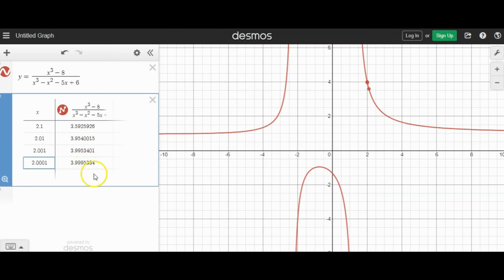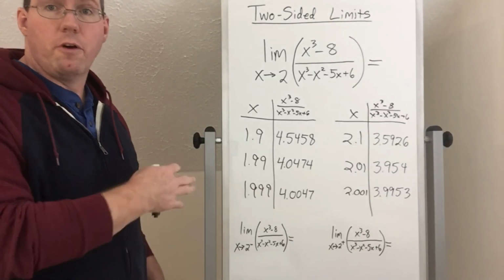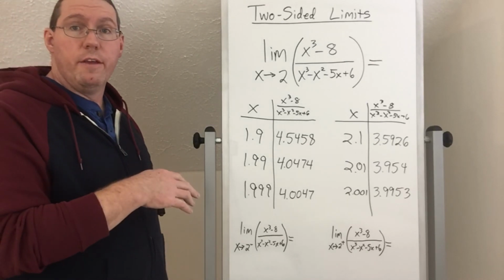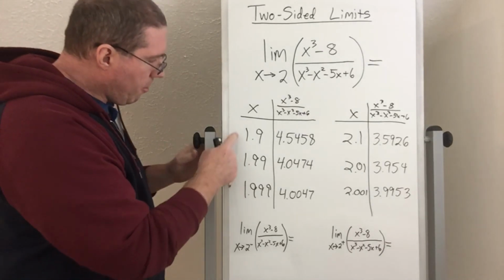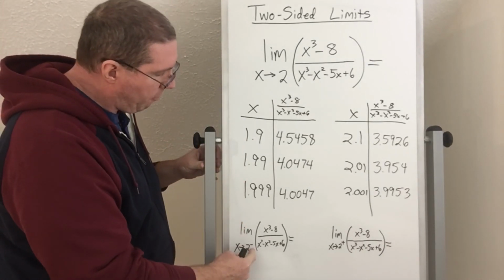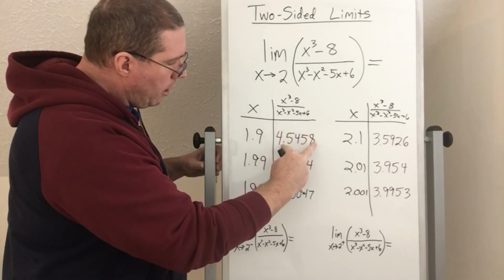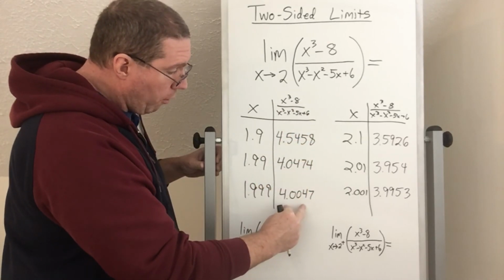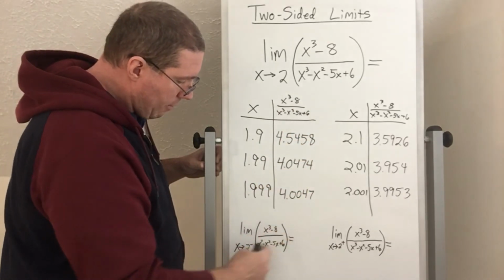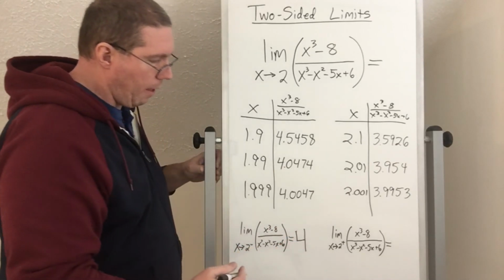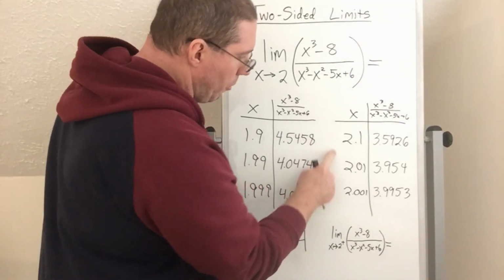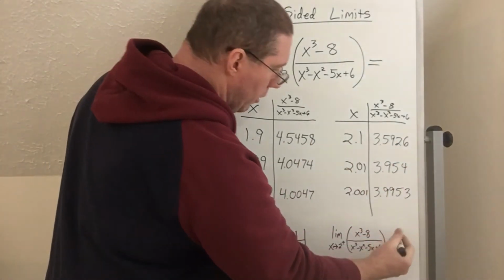Okay? All right, so let's go back to the whiteboard, and we'll see if we can get a final answer for this two-sided limit. All right, so I've gone ahead and filled in the information that we just got off of Desmos. And so we can see here that as x is approaching 2 from the left, it looks like our function is approaching 4. So as x is approaching 2 from the left, the function is approaching 4, okay? And over here, as x is approaching 2 from the right, the function is also approaching 4.